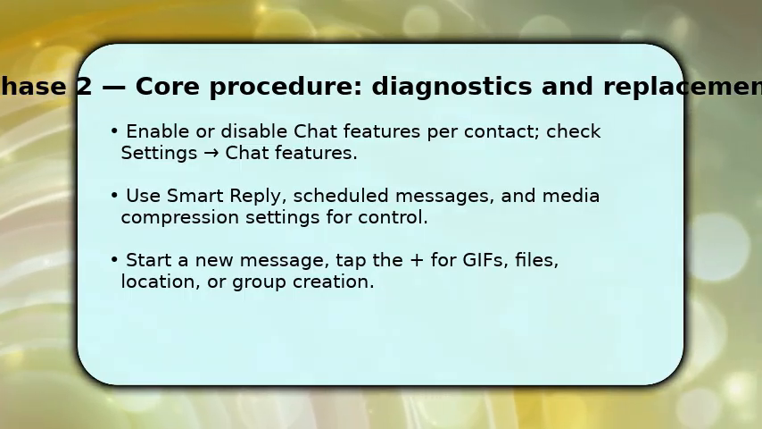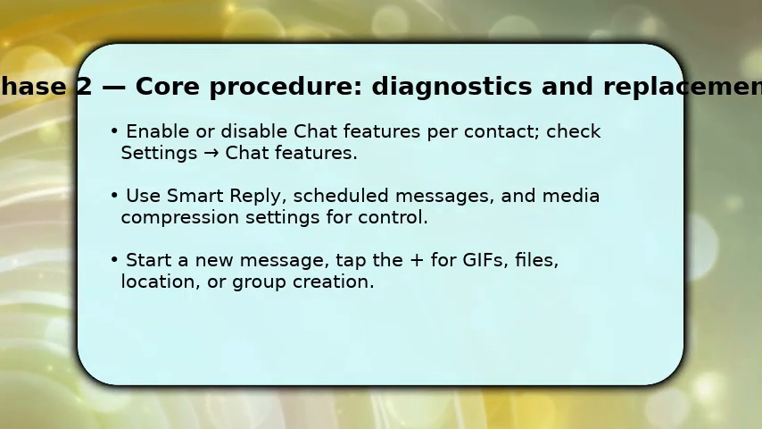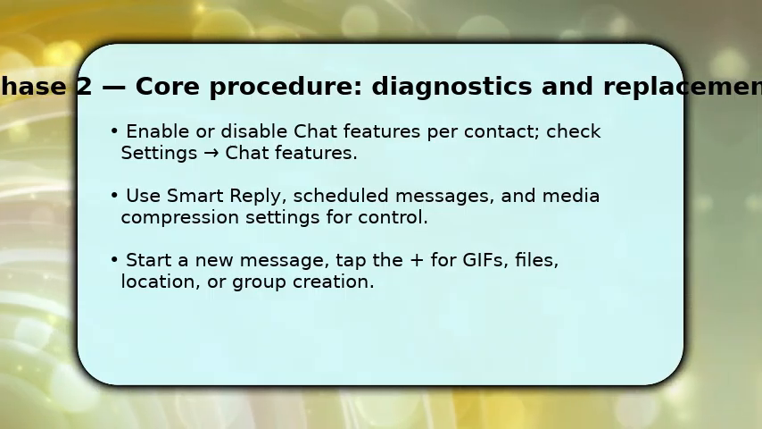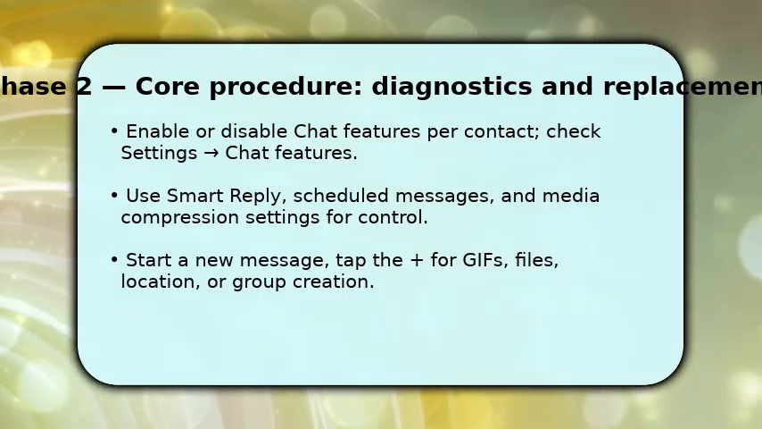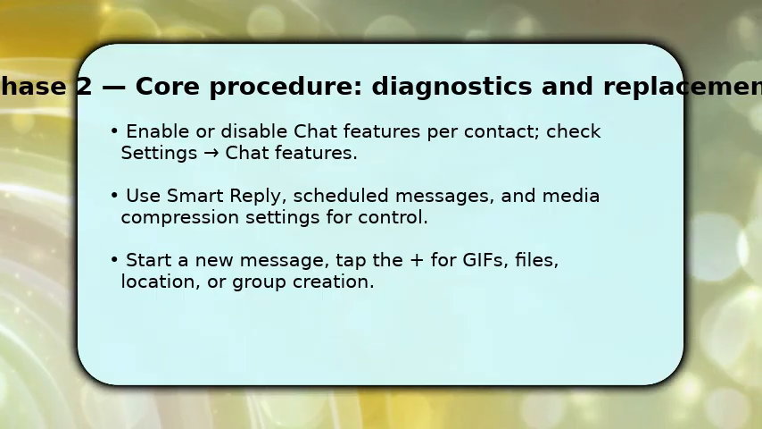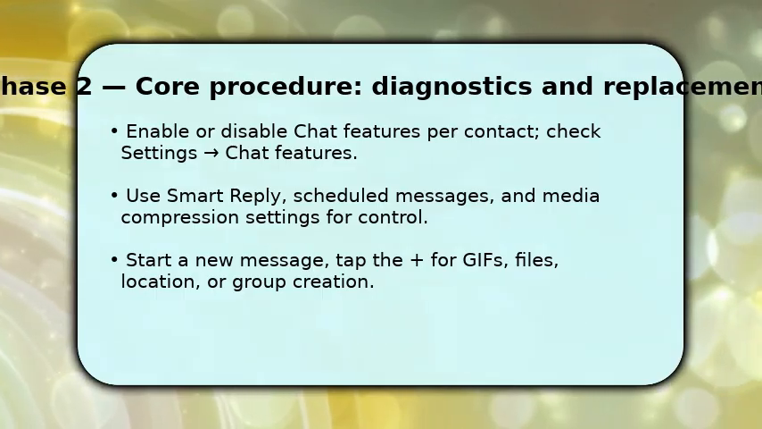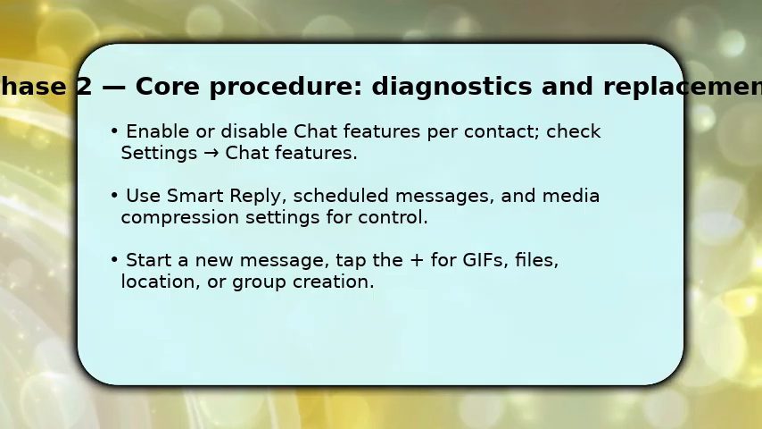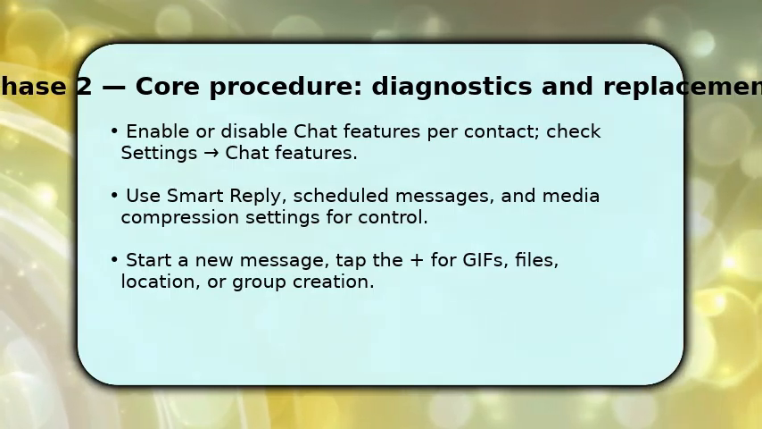Go to Settings, then Chat Features, and make sure they're active. Once enabled, messages between chat users will show typing indicators and send over data for better media quality. Make sure to manage individual contact settings if you prefer SMS only. This avoids failed RCS attempts.